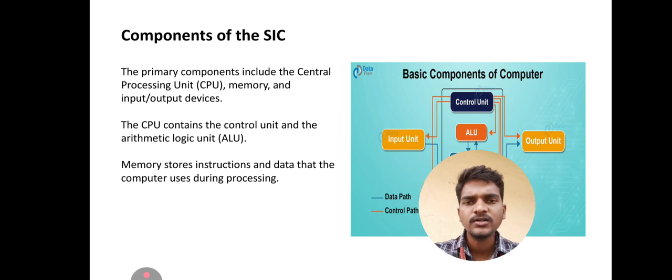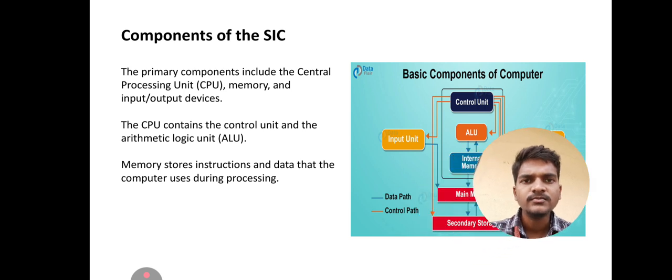Next, components of the SIC, that is the simplified instructional computer. The primary components include the central processing unit, that is CPU, memory and input output devices. The CPU contains the control unit and the arithmetic logic unit, that is ALU. The ALU performs all the arithmetic operations: addition, subtraction, multiplication, division, floor division, modulus and so on. Memory stores instructions and the data that a computer uses during processing.